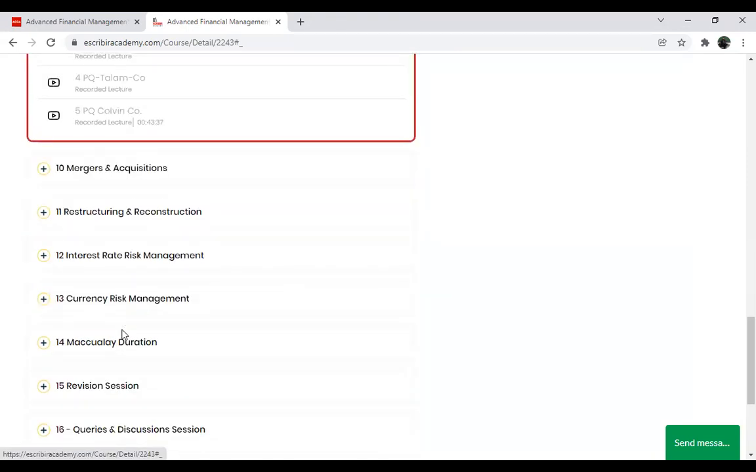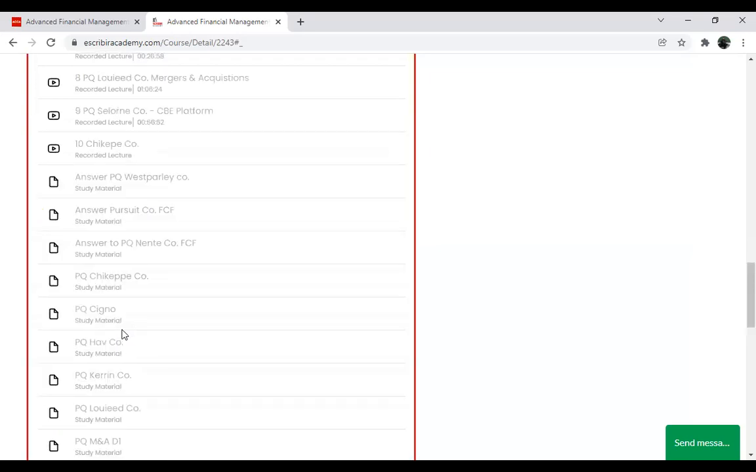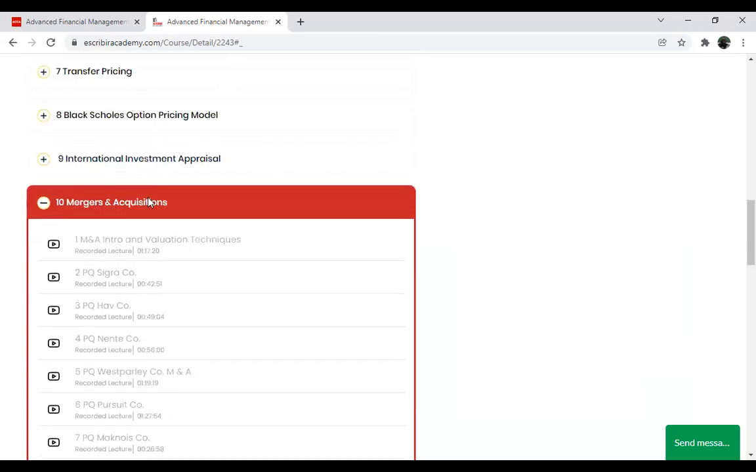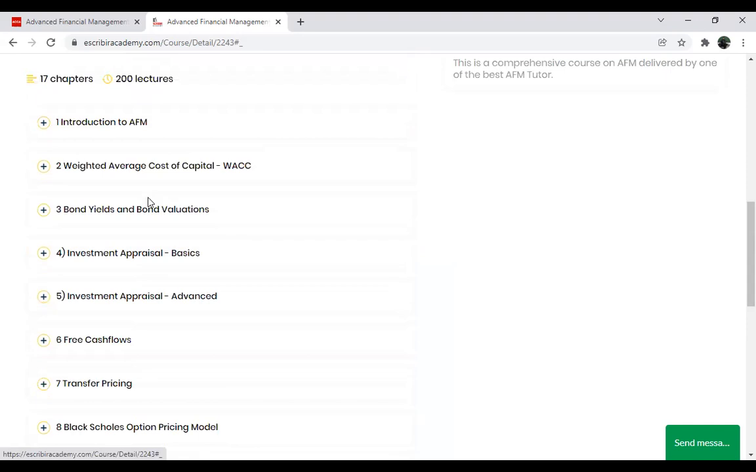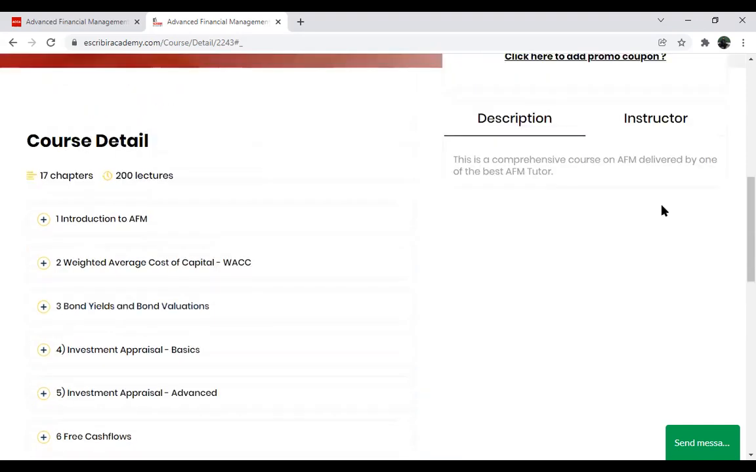A lot of recordings are there where this CB platform is mentioned somewhere, and there are a few lectures in which CB platform is not mentioned. So I'll get it done with respect to the CB platform, mentioning that it's a CB platform based lecture.